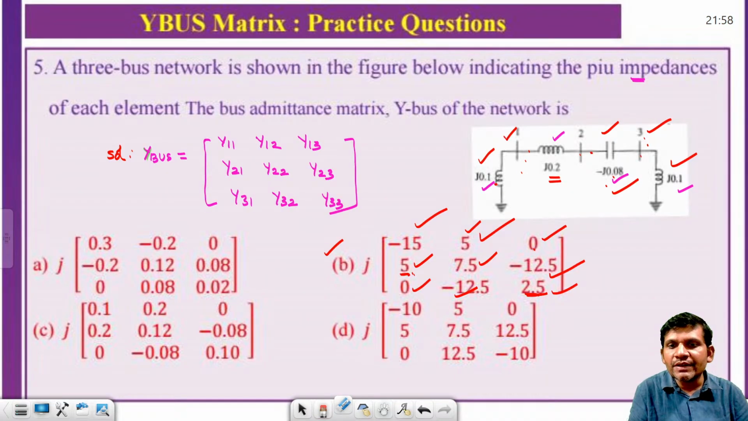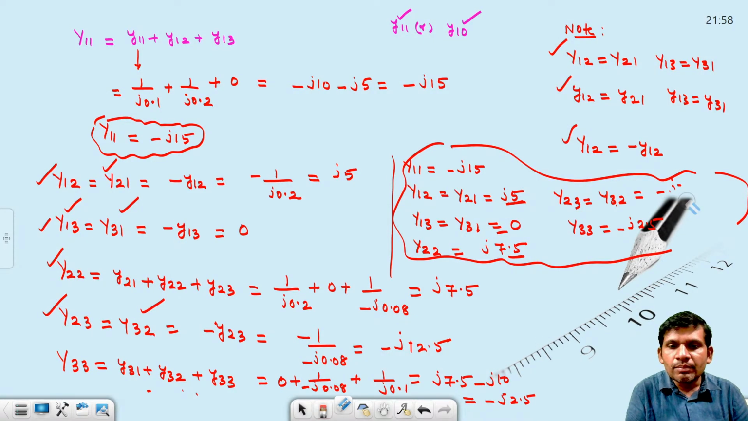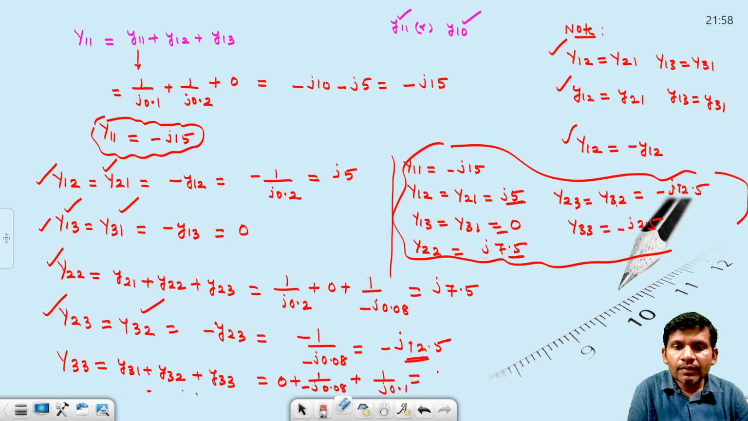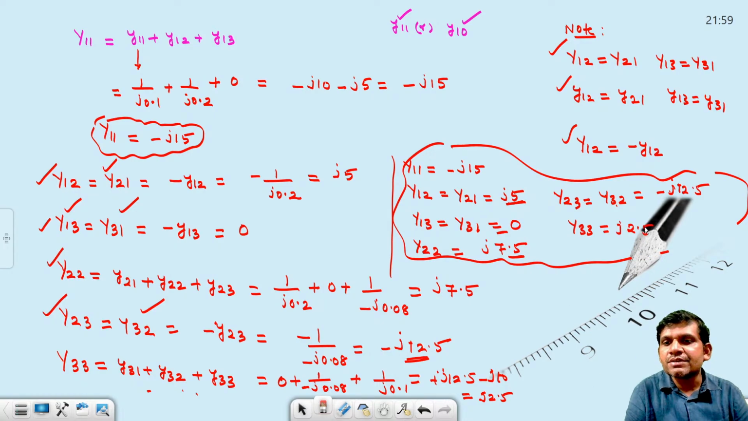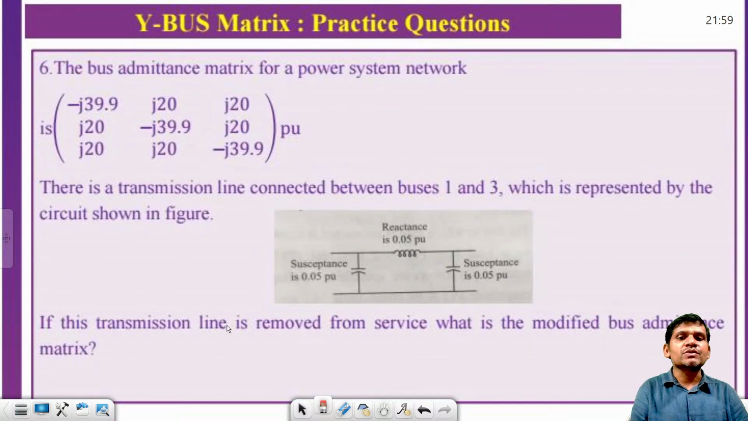Y32 equal to Y33, students. Minus J12. Please check this calculation. This is minus J12. Correct? And this is how much you get? This is minus J12.5. This, J12.5 minus J10, is equal to J2.5. This is the plus J2. Check the calculations. Calculation is in our hand, but the concept is this one.